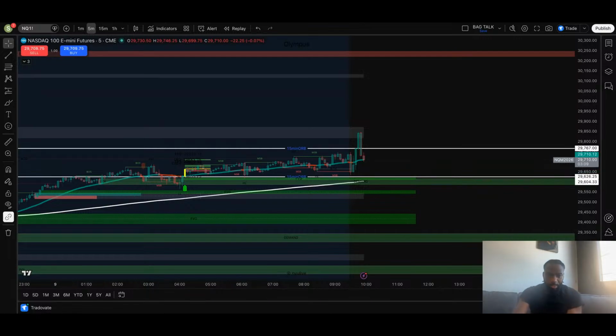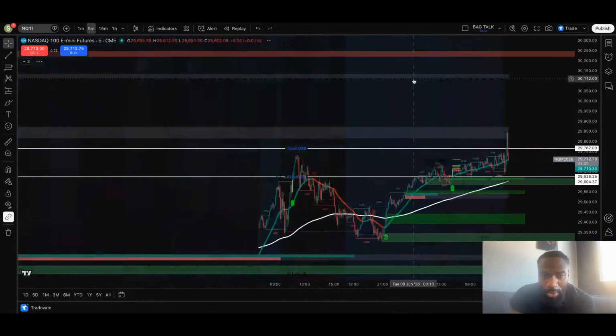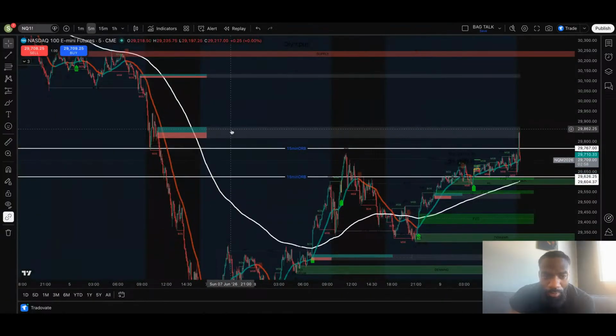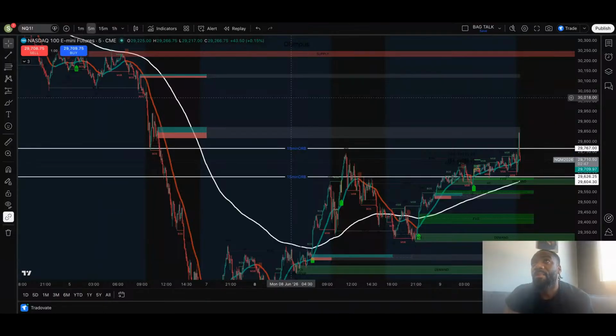That's all this space from the top of the 15-minute opening range and up. There's no real obstacles in the way. So when it's ready to go, like for real, that's when we'll enter.